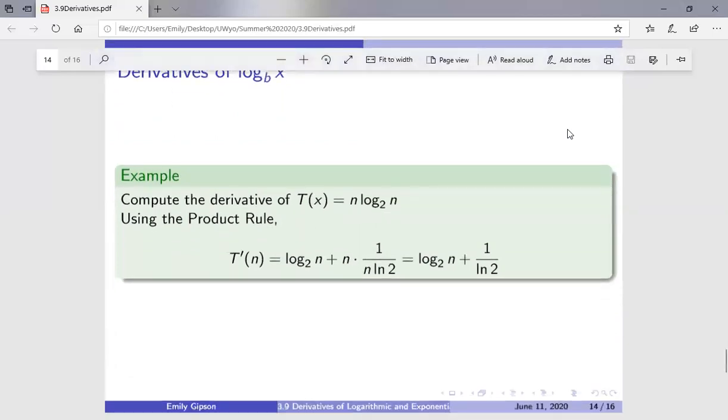Welcome back. So using the product rule, we're going to have the derivative of the first, which is n, so we just get 1 out of that, times the second term, which is log base 2 of n, plus the first function times the derivative of the second. Now log base 2, we're going to end up with the natural log of 2 in the denominator times the inside, which is just n. So we get an n on top and an n on bottom. Those are going to cancel out. And our final answer is going to be log base 2 of n plus 1 over the natural log of 2.